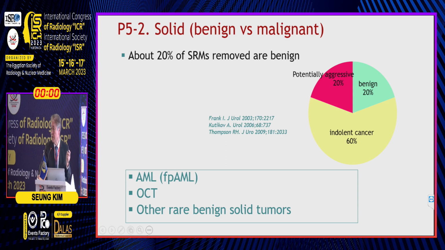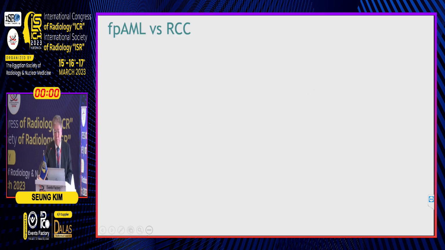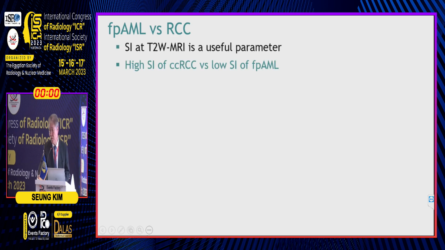The second one is a small oncocytoma. Of course, there are other rare benign tumors, but those two, fat-poor angiomyolipoma and oncocytoma, are the two most common benign tumors removed because we thought about the possibility of malignancy. First, fat-poor angiomyolipoma versus renal cell carcinoma. There have been a lot of papers focusing on this differentiation, but this issue is still going on. We did not solve that problem perfectly.